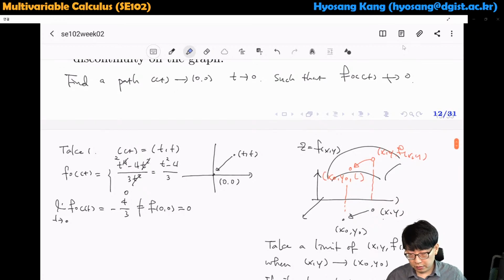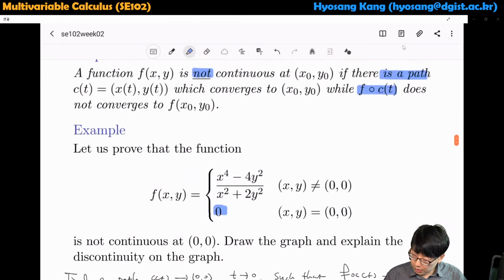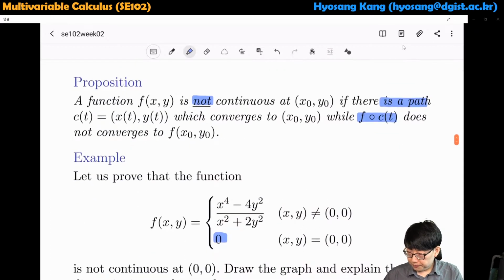So I'm done with take 1, but sometimes your choice of trajectory doesn't work to prove the discontinuity of a function, so then you have to take another path. Choosing a path is just the work of art, so you have to find the right path to disprove the continuity. But we're done with this for one take. So this is not a continuous function. Let's look at how it looks.